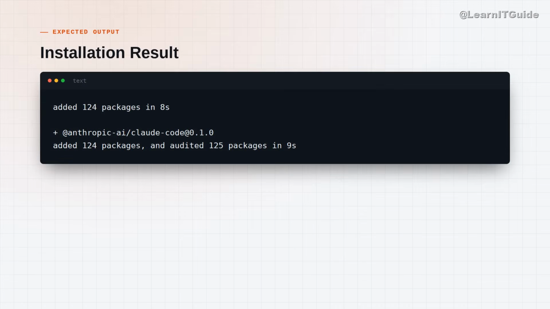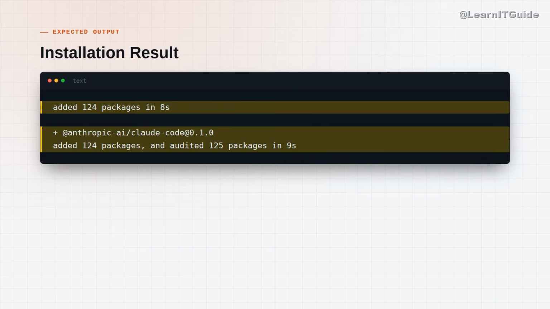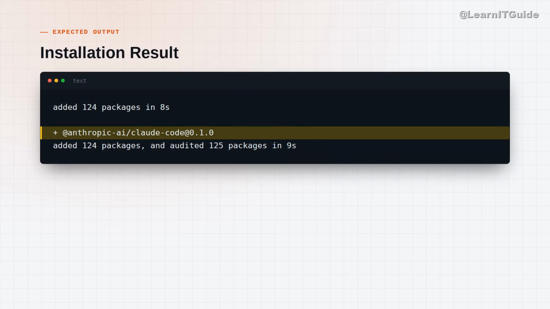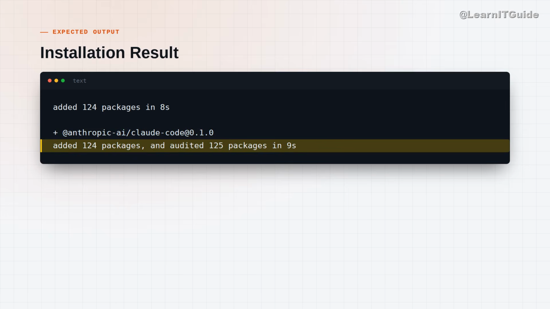This is what a successful installation looks like. You should see a list of added packages followed by a confirmation of the version. If you see an audit report with 0 vulnerabilities, you are good to go. If the command fails, verify your internet connection or your registry settings.